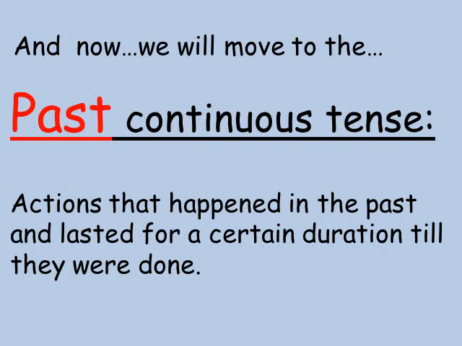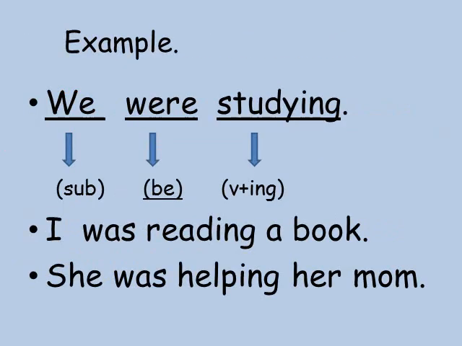The past continuous tense is the tense that talks about actions that happened in the past and lasted for a certain duration till they were done. For example, we were studying. This example is the same like the previous one, but in the past tense. In that case, we said, we are studying now. In this case, as you notice with me, we will say, we were studying. We, the subject, were is verb be, but in the past tense, and studying is the verb plus ing.